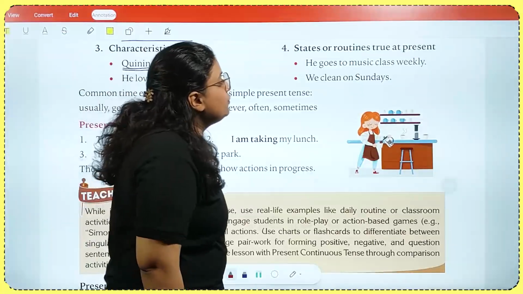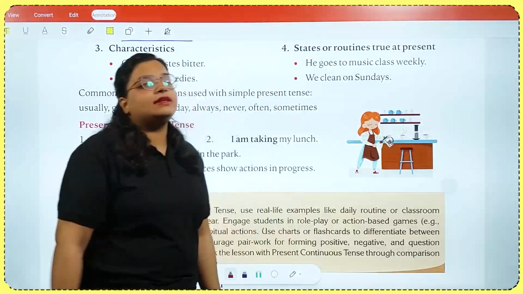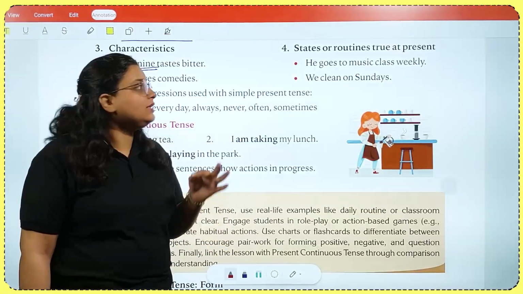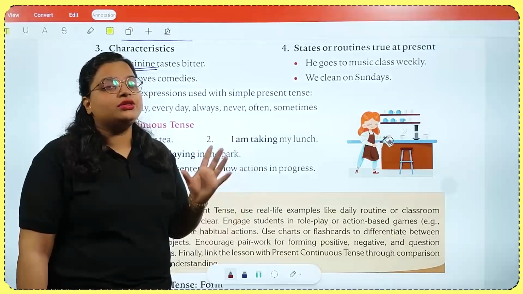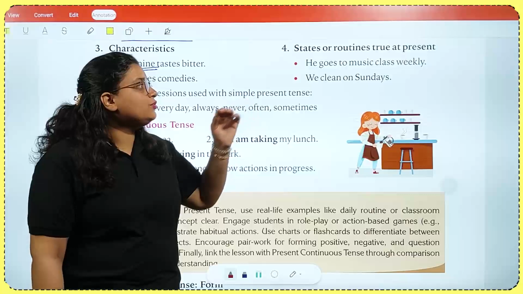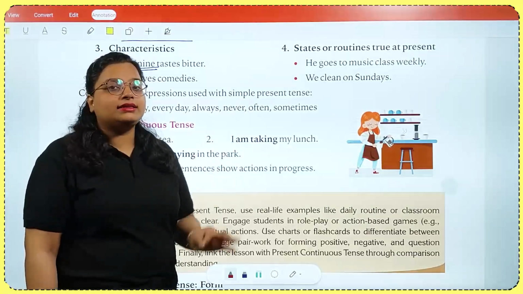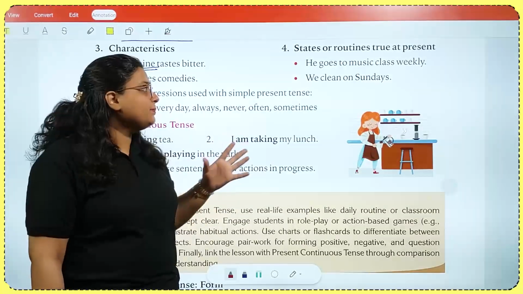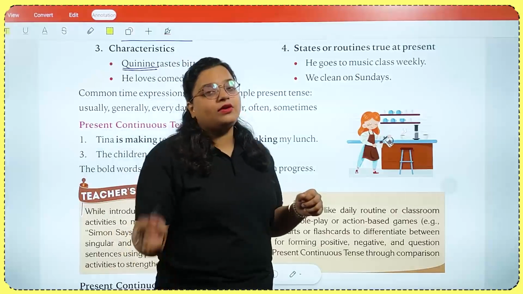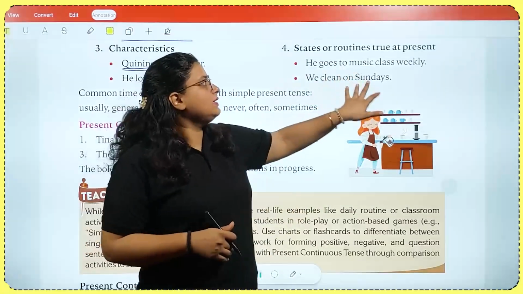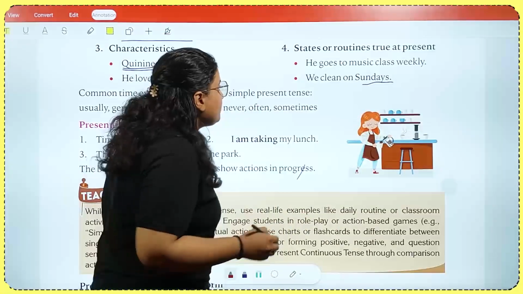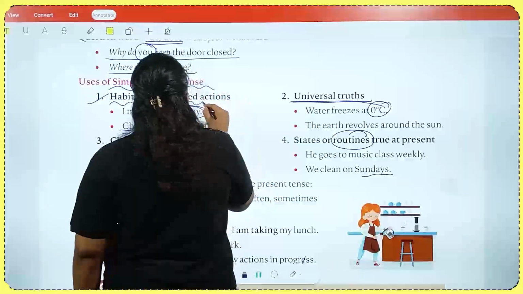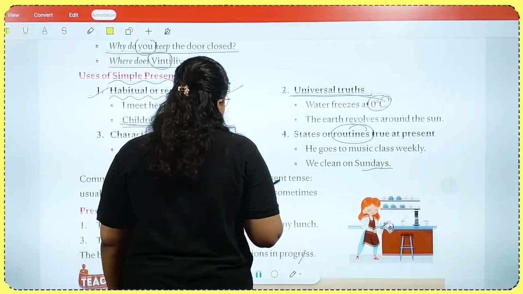States or routines true at present. Or if something is going on in the present. If you are doing something in the present, it is in a routine and it is true, then you will use present tense. He goes to music class. If you are doing it in the present, every week you will be doing it. So the verb, we will use simple present tense. We clean on Sundays. If every Sunday, here also it has kind of been repeated. Okay. Routines are just repetitions, and we also studied about repeated action in the first point itself.